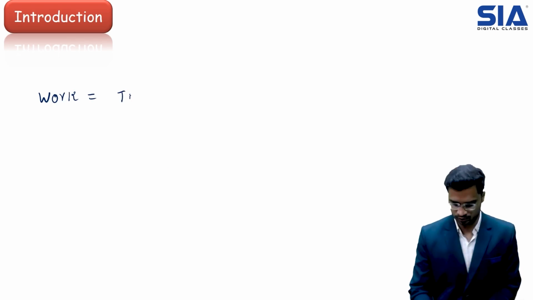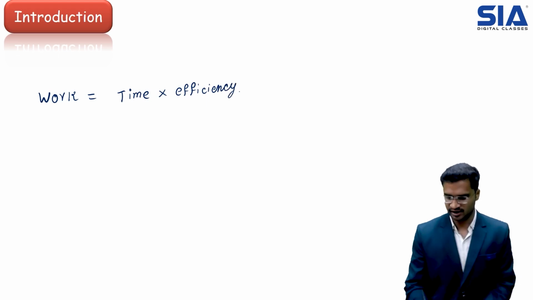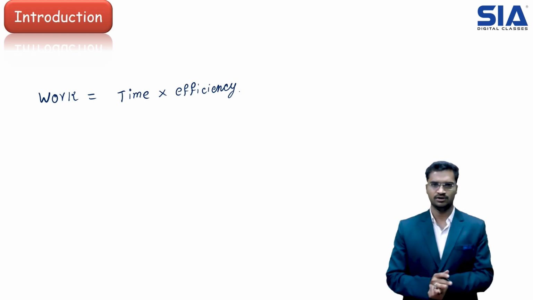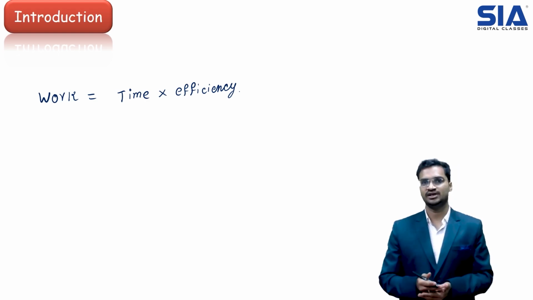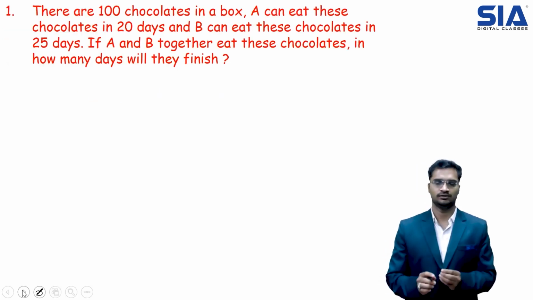is equal to time multiplied by efficiency. So work is equal to time into efficiency. If we know this particular formula, we can solve time and work very simply. So let us see an example and understand this formula.